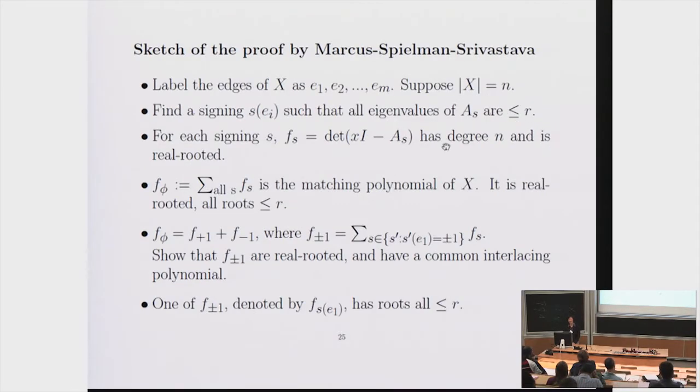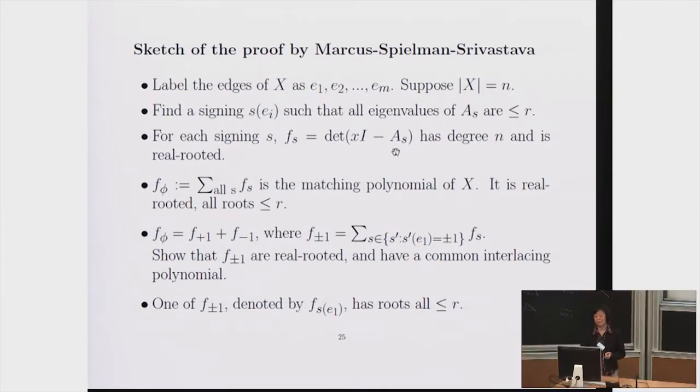Before that, let's take any choice of signings. We compute the characteristic polynomial of this matrix, and call it F_S. It is a polynomial of degree n, the size of the graph. All such F_S have the same degree n, and each of them has real roots. We call that real rooted.